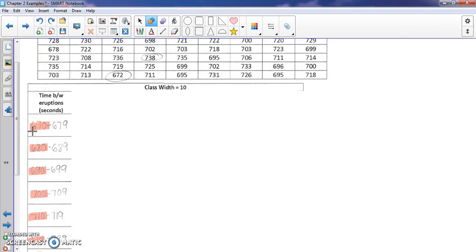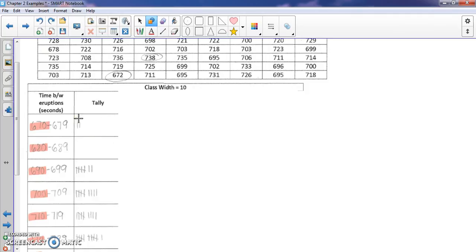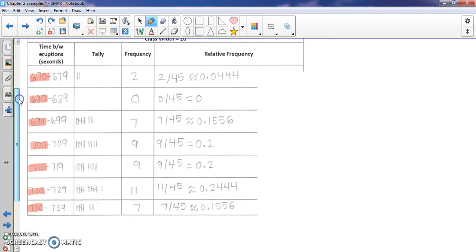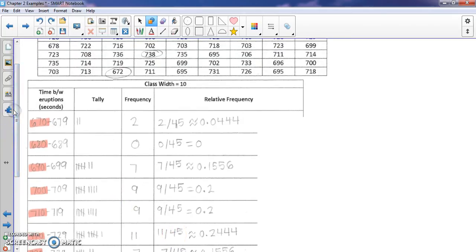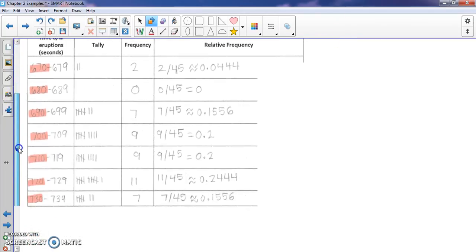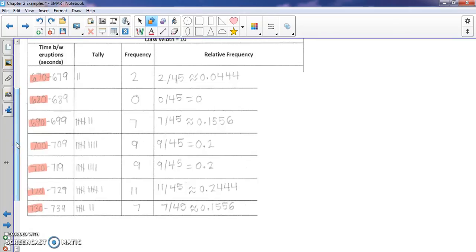I would go through again and tally up any of the values that are in that range. I can create a tally column there, then a frequency column, just like before, and a relative frequency column. Again, the relative frequency should add up to 1. That's always the case. And the frequencies in this case should add up to, let's see, 45. Right? So now we can create a histogram.